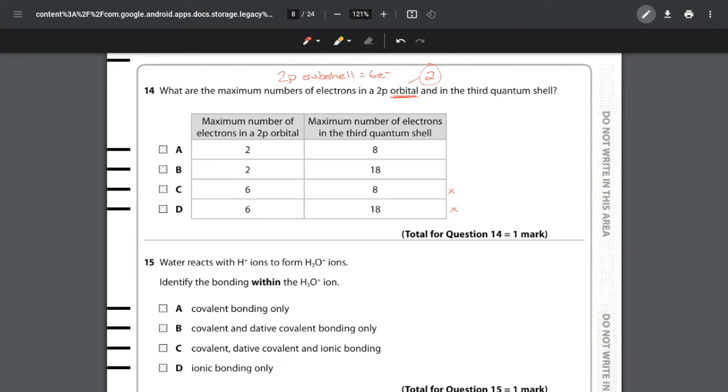can hold 2. And for the third quantum shell, we can have the 3s, which holds 2 electrons. We can have the 3p, which holds 6. And we can't forget the 3d, which holds 10. So our total is 18 electrons. So our answer here must be B: 2 electrons in a 2p orbital and 18 electrons in the quantum shell.